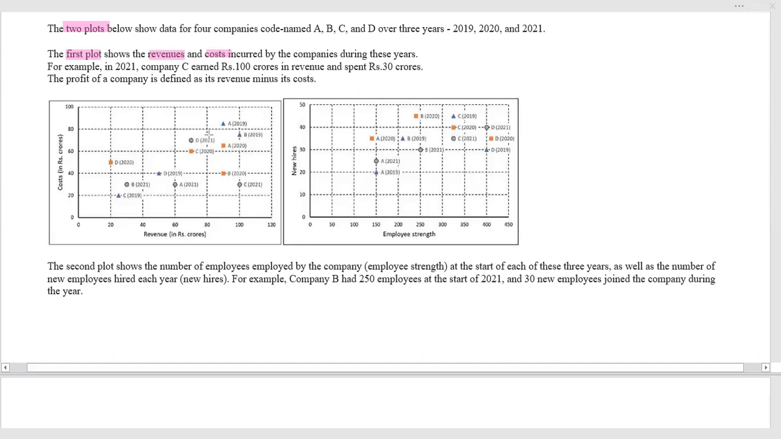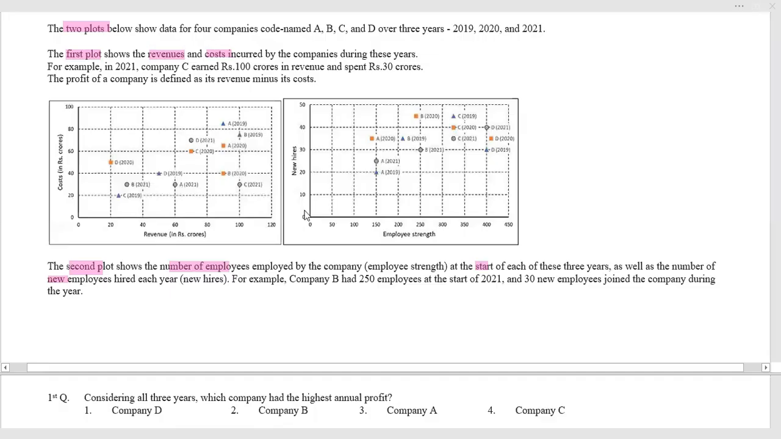Now if I check this one, it is the first plot. The second plot shows the number of employees employed by the company. That means employee strength at the start of each of these 3 years, as well as the number of new employees hired each year. That means new hire. These two x-axis and y-axis data are given, and one example is also shown here, and on that basis we need to go on solving the problems.